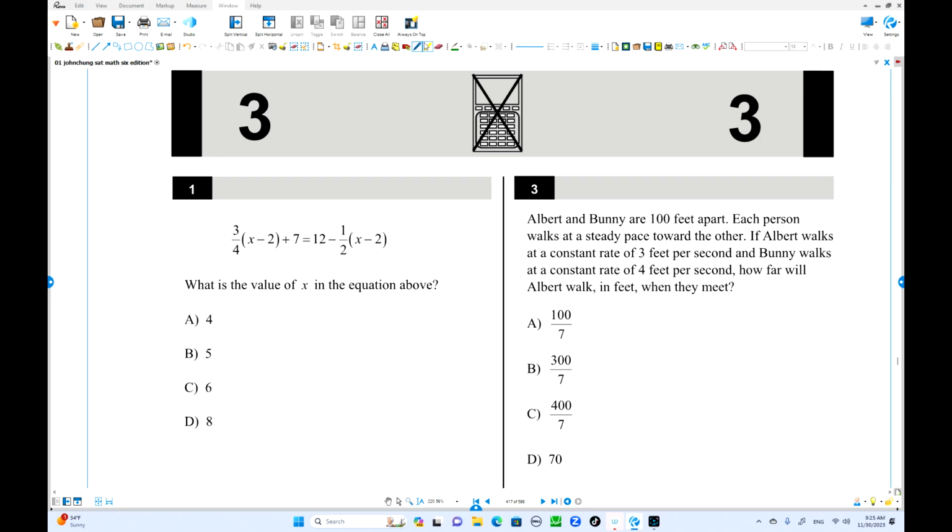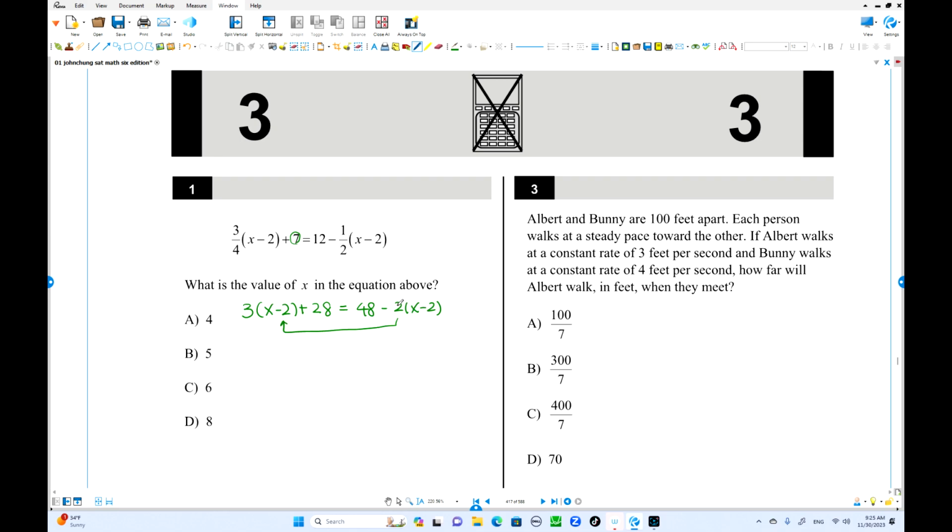This is number 1. When you take a look at the equation, we have fractions. So better change into an integer equation, times 4, right? Because the least common denominator is 4. So maybe you can try it this way. 3 times 4 is out. x minus 2 plus, don't forget, 7 times 4 is 28, equals, times 4 is 48, times 4 is 2x minus 2. So the polynomial you can simplify this way.